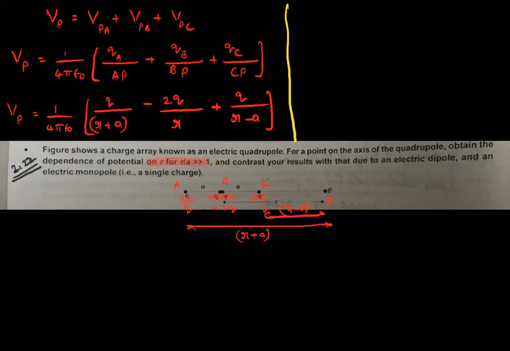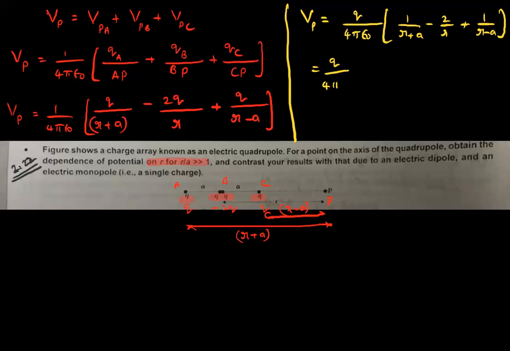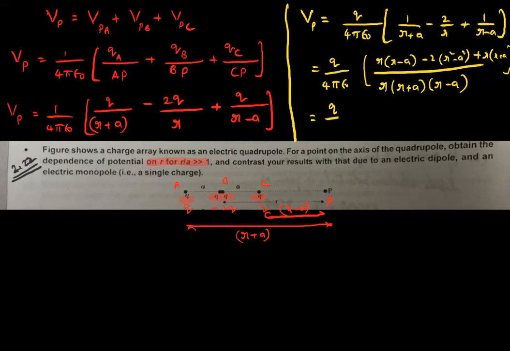Next we are doing simplification. Electric potential at P equals Q by 4 pi epsilon naught, which is common, times 1 divided by R plus A, minus 2 by R, plus 1 by R minus A. This gives Q by 4 pi epsilon naught times, in the denominator, R into R plus A into R minus A. The numerator is R into R minus A, minus 2 into R square minus A square, plus R into R plus A. In the next step, Q by 4 pi epsilon naught times R square minus RA minus 2R square plus 2A square plus R square plus RA, divided by R into R square minus A square.